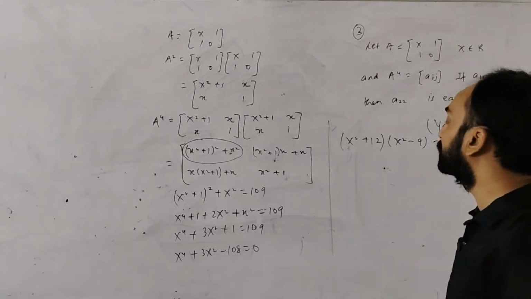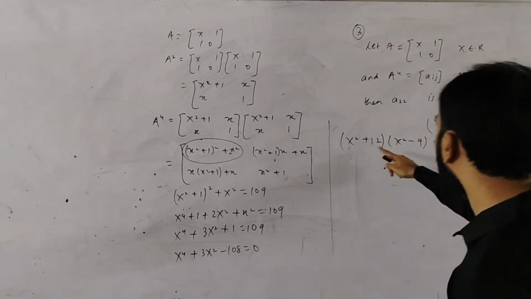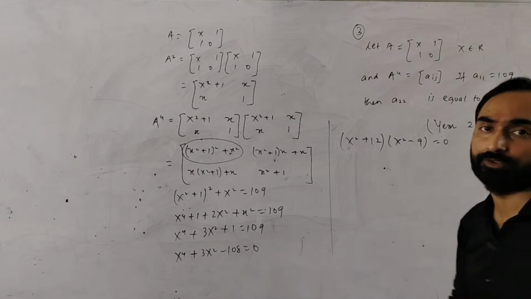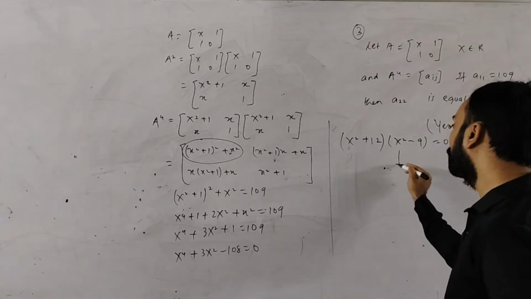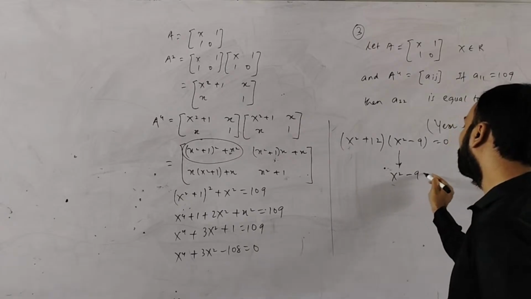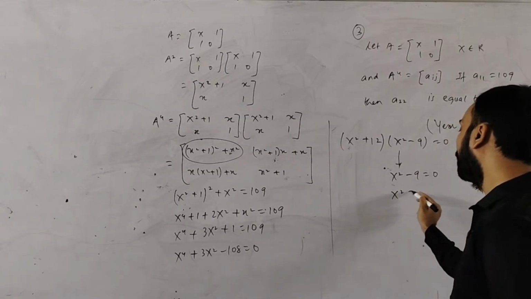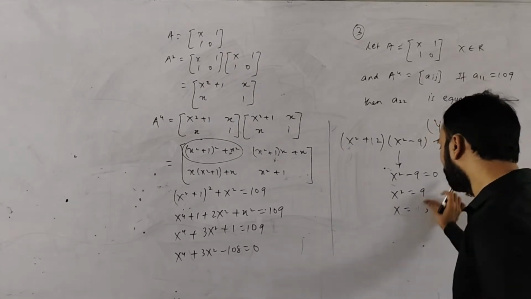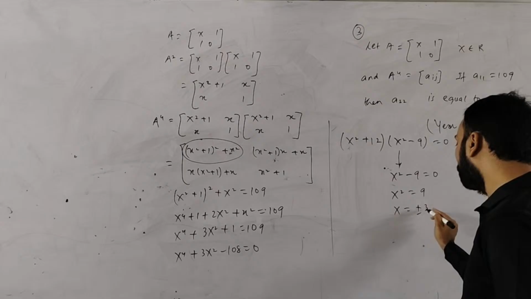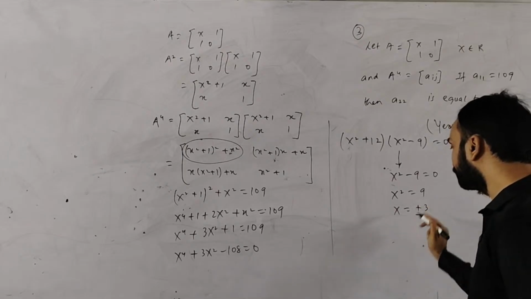Now obviously x square plus 12 is there, no? So x square plus 12 equal to zero does not make any sense here, right? So we will proceed with this, discarding that part. x square minus 9 is equal to 0. x square is equal to 9. So the value of x will come as plus or minus 3, right? So two values of x are possible, plus or minus 3.